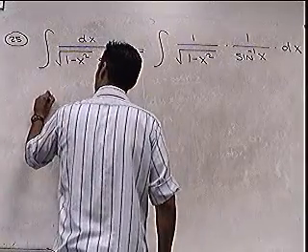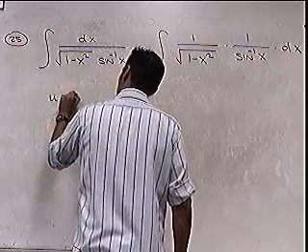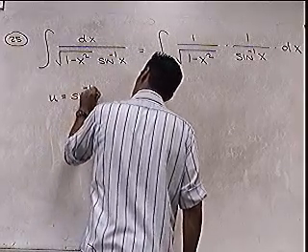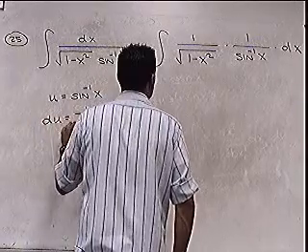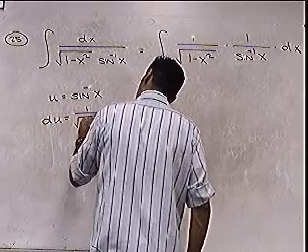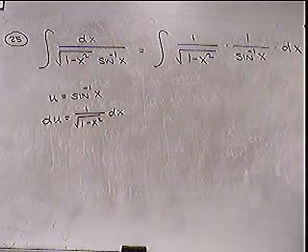So u equals what? Arc sine, sine inverse of x. Du is 1 over square root 1 minus x squared dx, which we've got right there.